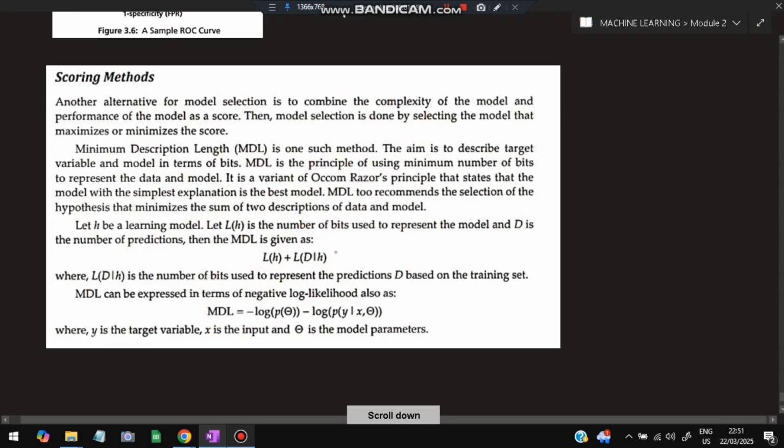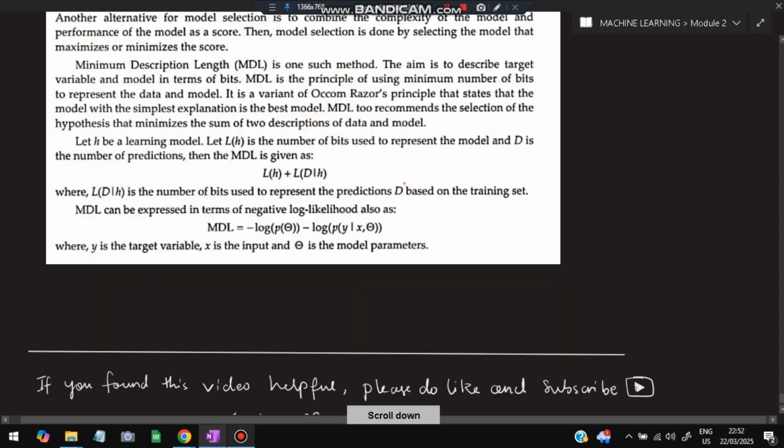Okay, so the formula is given here. If H is the learning model and L(H) is the number of bits, then the description length is given as L(H) plus L(D given H). So we get the final MDL value as minus log P(θ) minus log P(y | x, θ). Here y is the target variable, x is the input variable, and θ is the model parameters. So these are the scoring methods used for evaluation of the model.